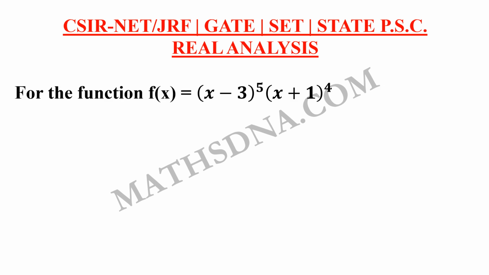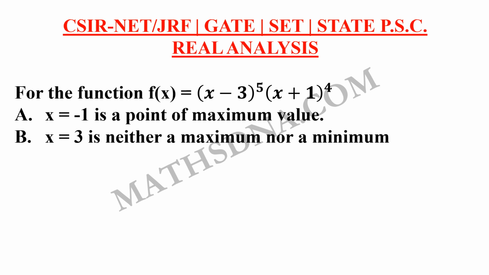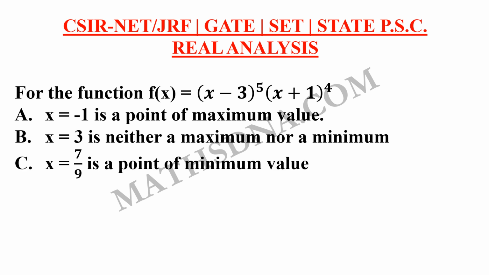The question is, for the function f(x) equals (x minus 3) raised to 5 into (x plus 1) raised to 4: option A, x equals minus 1 is a point of maximum value; option B, x equals 3 is neither a maximum nor a minimum; option C, x equals 7 by 9 is a point of minimum value; and option D, none of them.